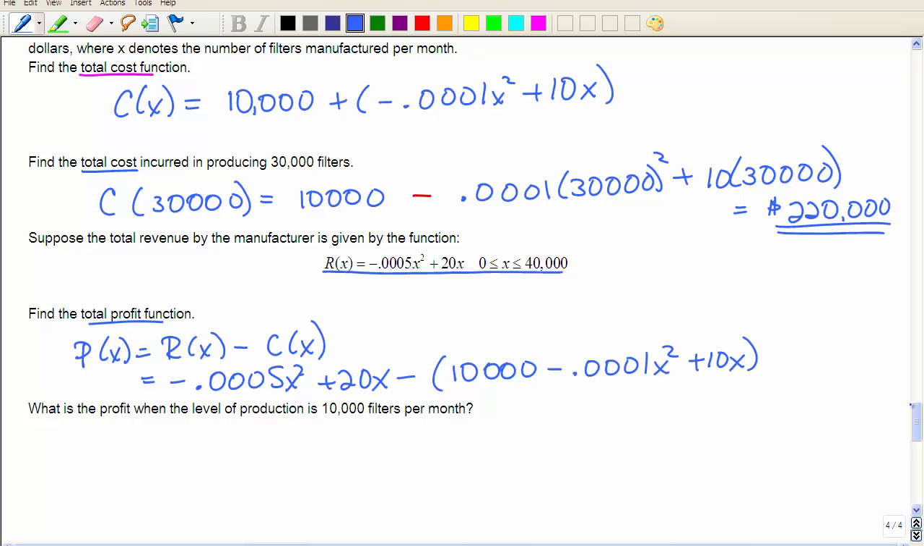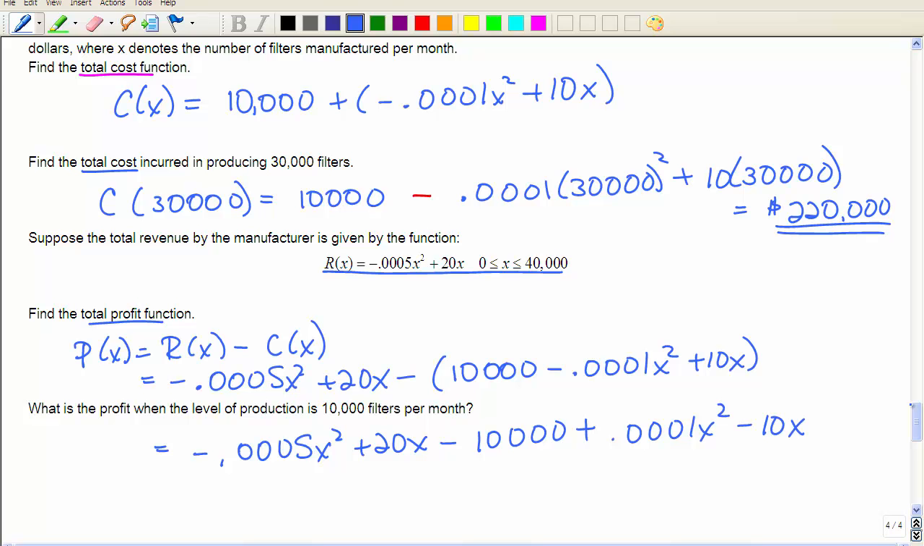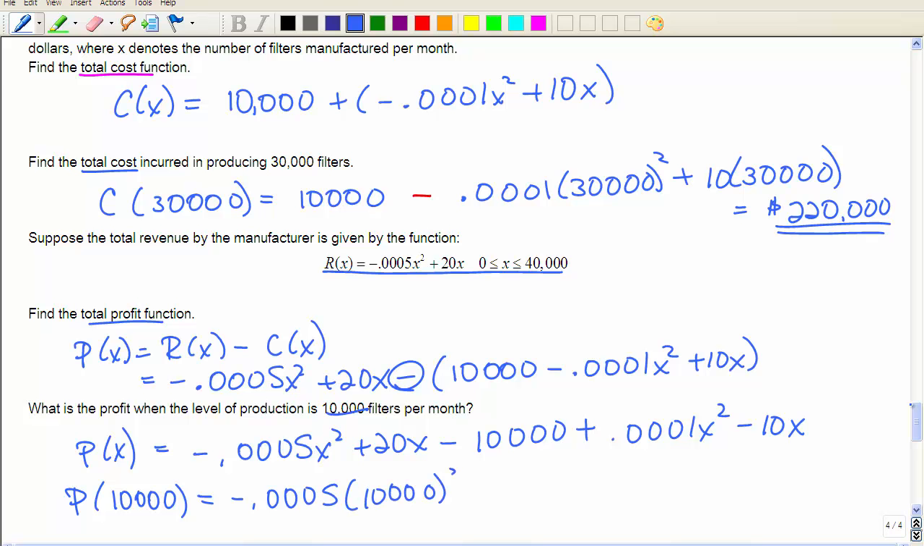and didn't leave myself a lot of room. I'm going to come down here. Notice I'm distributing that minus sign. So that is my profit function. And now I want to know my profit if I make 10,000 filters. And so I'm just going to substitute in 10,000 everywhere I see an x.